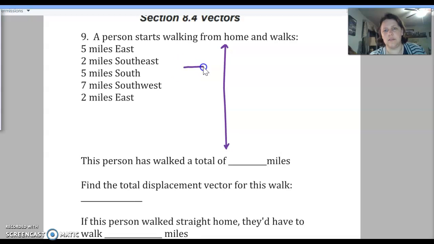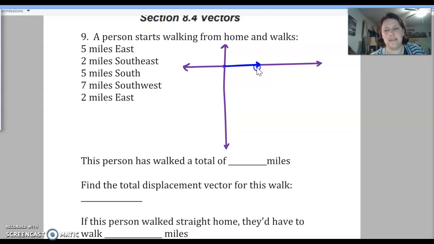And everything is in quadrant 4, it looks like. All right, so she starts walking from home. Again, we put home right here at the origin. So she's got 5 miles headed east. I'm going to use a different color on that. So she's going to head out 5 miles directly east.